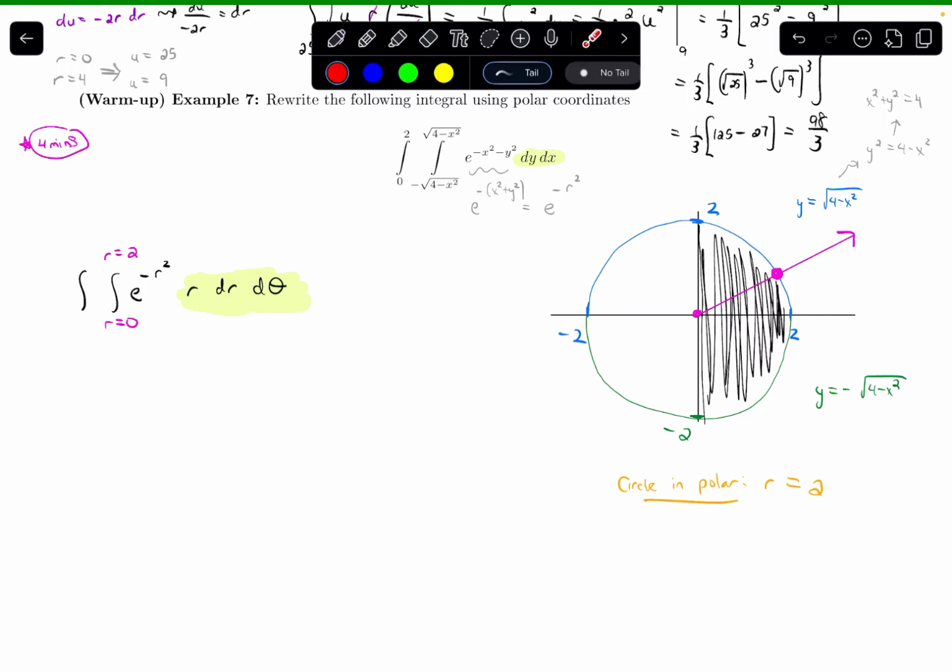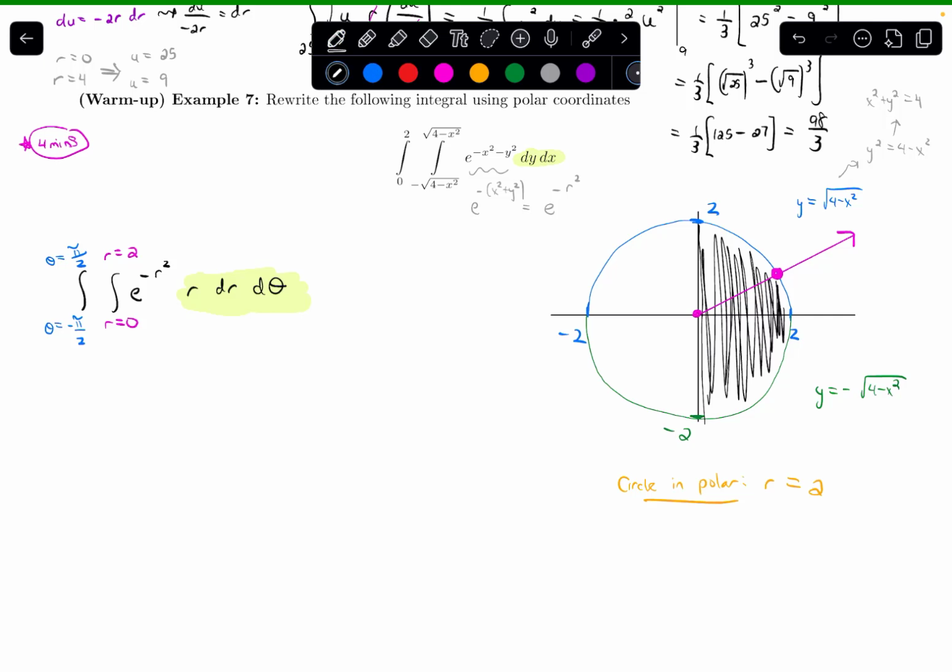Nice. So instead of having these complicated looking lower and upper limits, now our limits of integration are just constants. That's definitely simpler. And then the theta limits of integration for the outer one, where does theta start? Theta starts here, and then it keeps going up until this point. So it starts at negative pi over 2, so theta equals negative pi over 2, up until theta equals positive pi over 2.